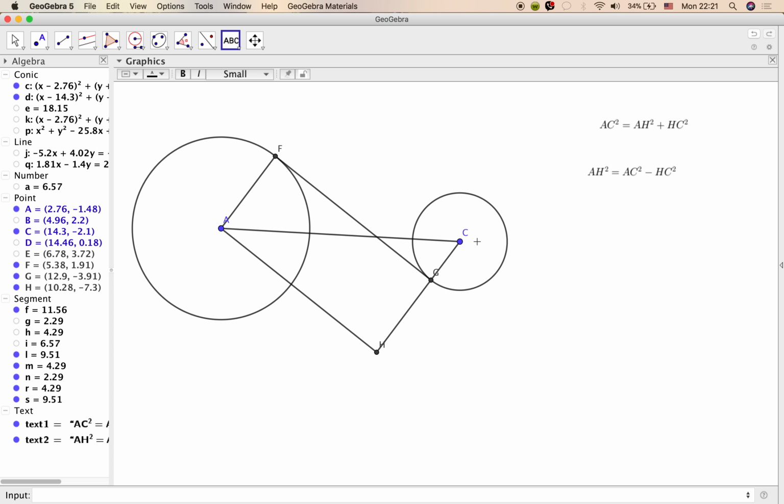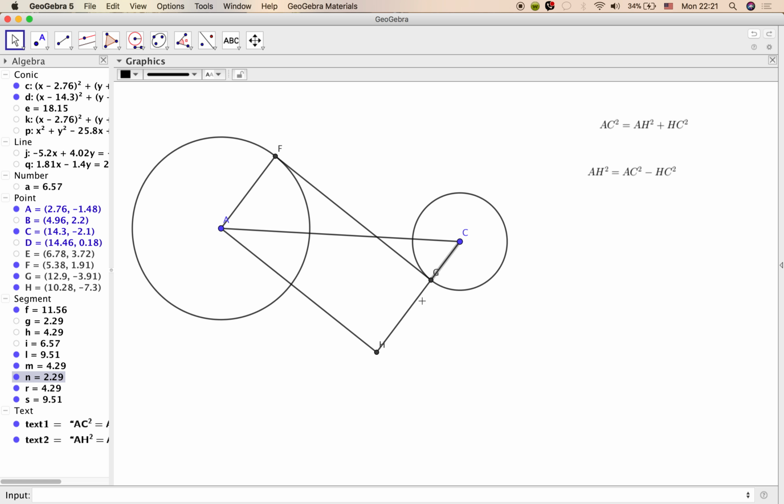So from GeoGebra, let's go on select first so that we can select things. We know that AH is equal to 9.51. And AC squared is equal to 11.56. And HC, HG is 4.29 and GC is 2.29.